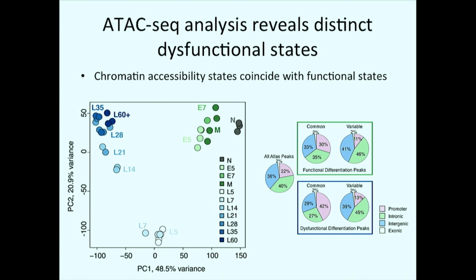All right, so it seems like we have these two discrete states. They coincide in time with the functional states, plastic and fixed dysfunction, but we need to explore that further. If you are not familiar with these kinds of data sets, it is quite typical that only about 20 to 30% of the peaks, so in this case 22% of the peaks, are at promoters.